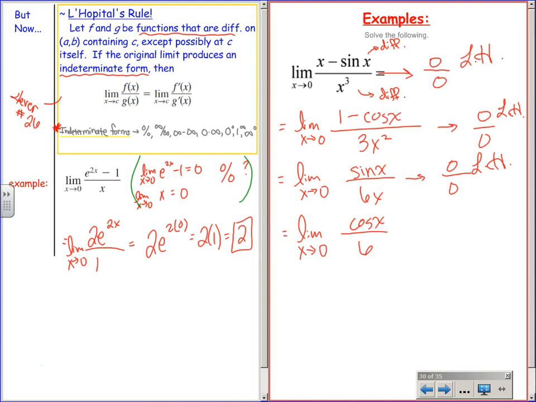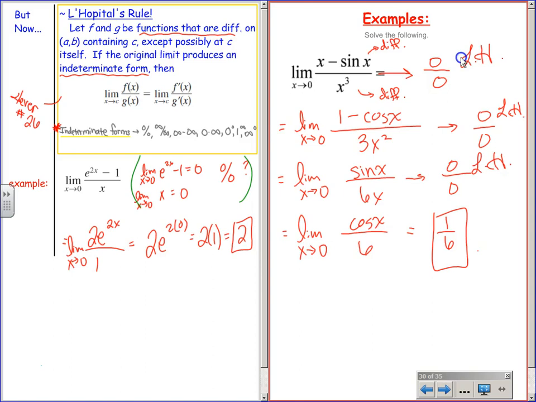It's not a 0 anymore. Why am I going to write an equals and a 1/6 and be done? Because when you plug in 0, cosine's 1 and 6 is 6, and that's a number and I'm done. What if I had tried L'Hopital's one more time? Negative sine over 0. If you do L'Hopital's when you're not allowed to, you're going to get it wrong. Can only use it when it's legal. But this gets a number and I'm done.